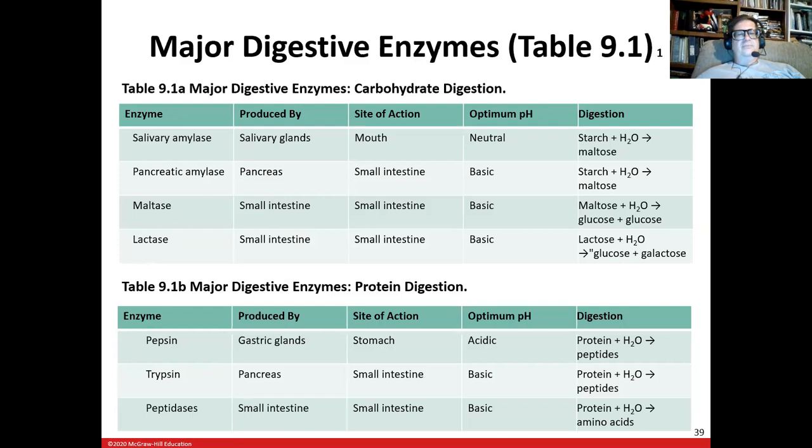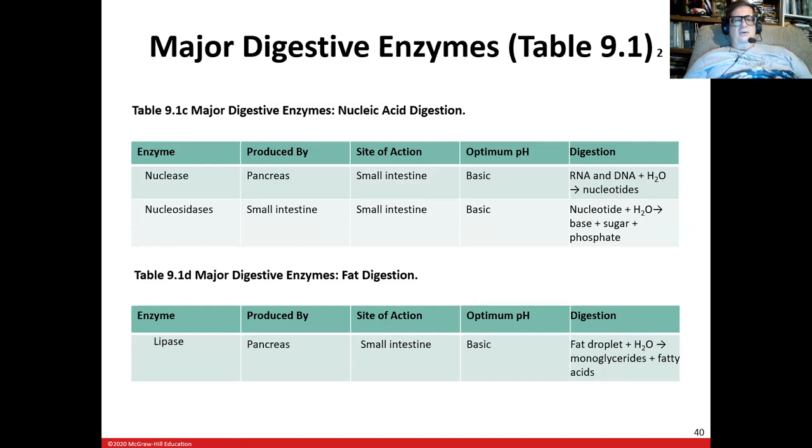So here we have table 1A and 1B. 1A is carbohydrate digestion. 1B is protein digestion, which leads me to believe there's going to be a 1C, where we're going to talk about lipid digestion. Lipid fat digestion is 1D. C is nucleic acid digestion.